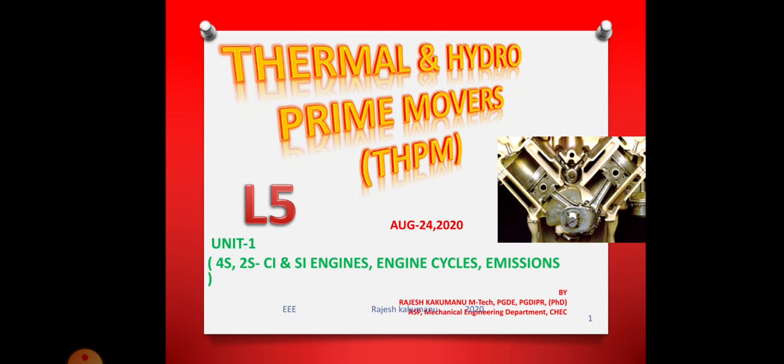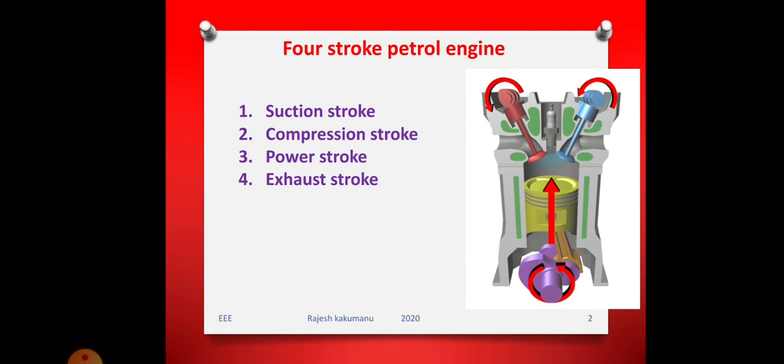In the last class we discussed the components of IC engines, and the differences between 2-stroke and 4-stroke engines and SI engines and CI engines. In this class we discuss how the 4-stroke and 2-stroke petrol and diesel engines work individually by seeing their strokes. The first one is the 4-stroke petrol engine.